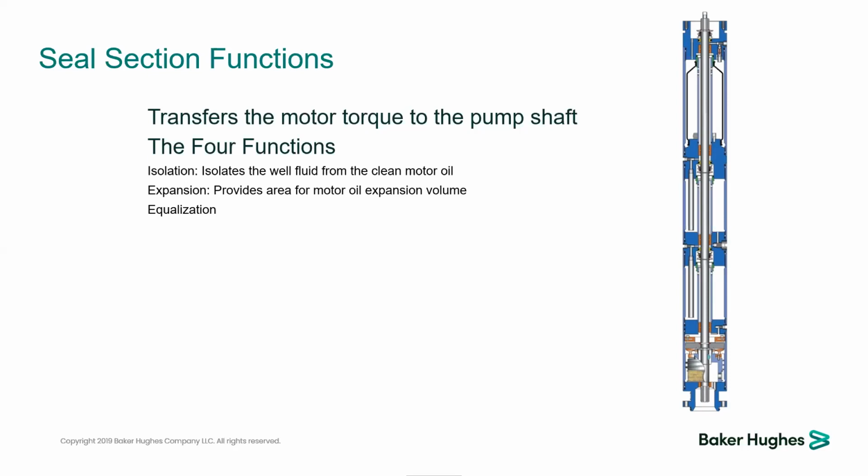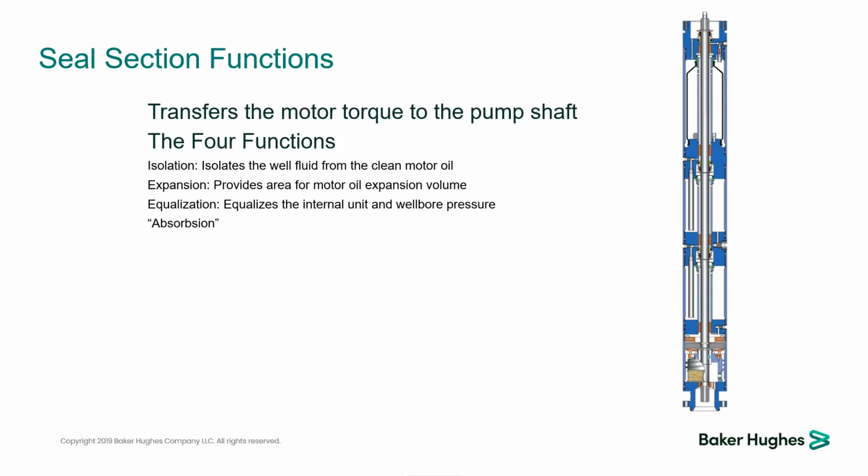That elastomer bag stretches, allowing motor oil to expand within its bag without escaping. Once the pressure inside the bag reaches a certain point, the oil will be released into the well through a one-way check valve. That check valve will be on the top.